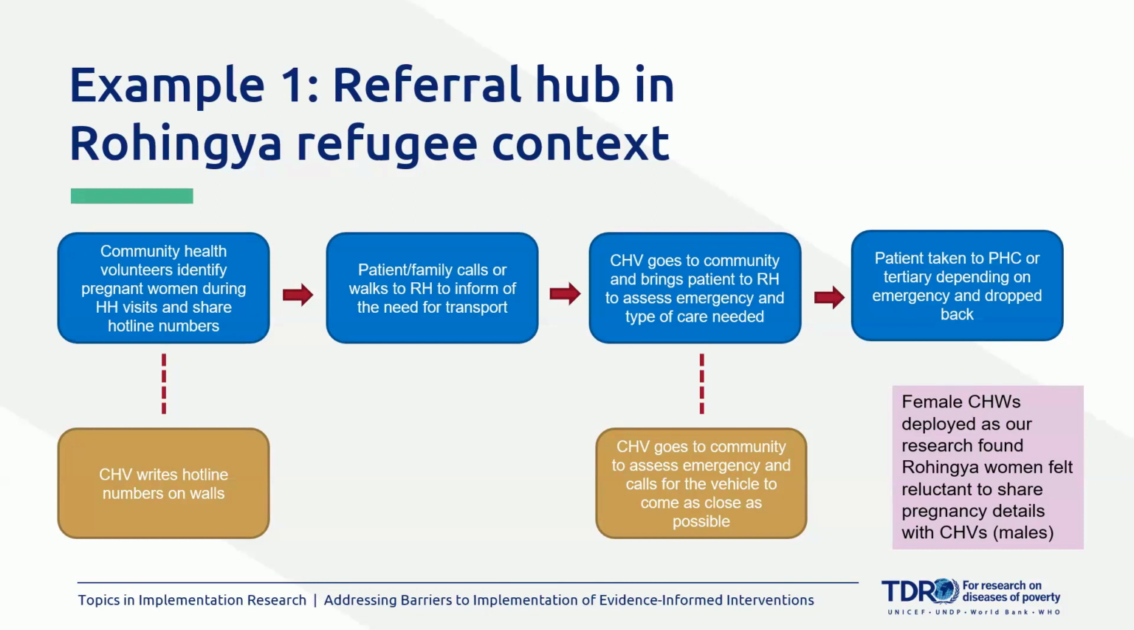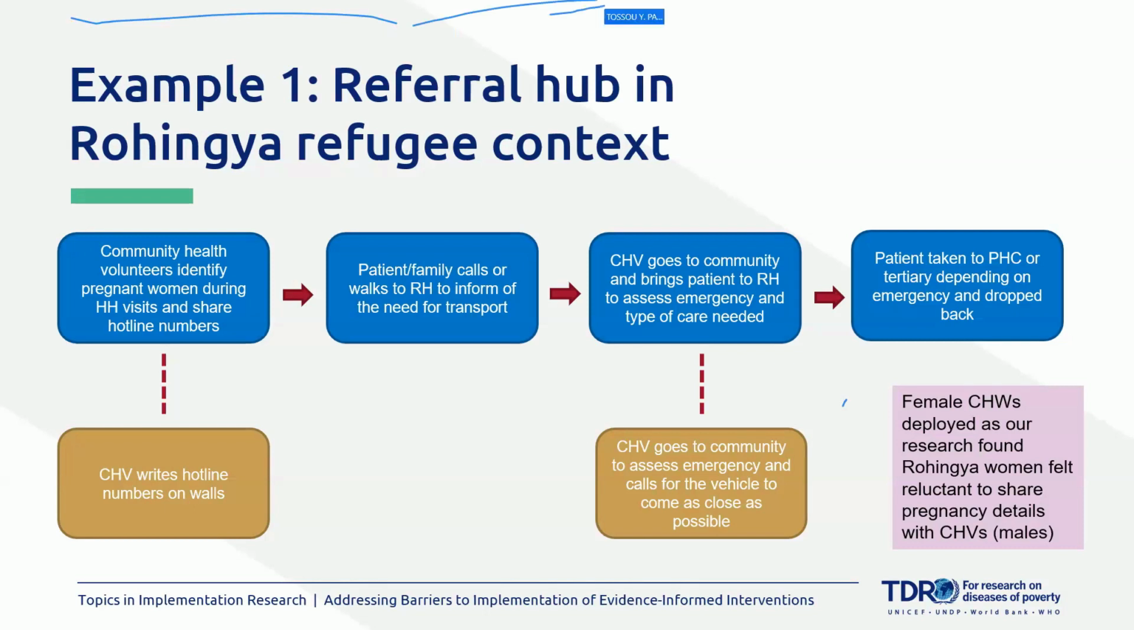So, for example, one of the adaptations they made was that the community health volunteers were not only sharing the hotline number. What they did previously was there was a maternal card where they had the names of the mothers and what duration of pregnancy she was in, and then there would be a number of the hotline. What they did later on, they adapted. They actually wrote those hotline numbers on the walls of their houses.